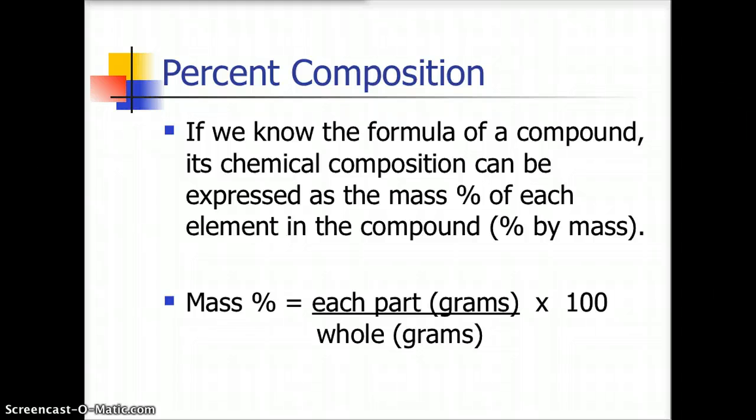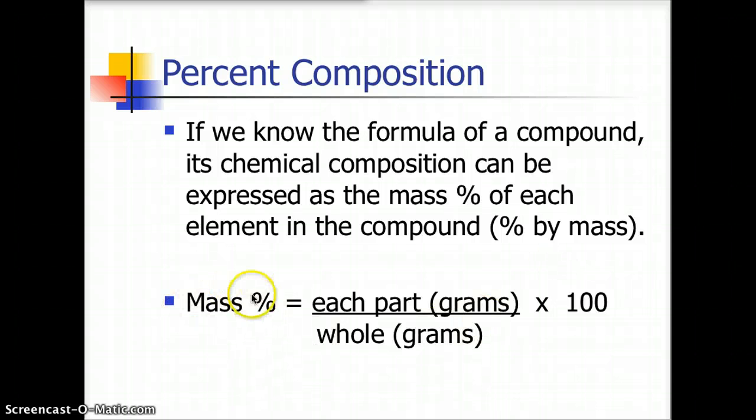So percent composition, here's what it is. If we know the formula of a compound, we can find its chemical composition. And we can express that chemical composition as the mass percent of each element in the compound, or again, percent by mass. So again, the elemental percent composition.